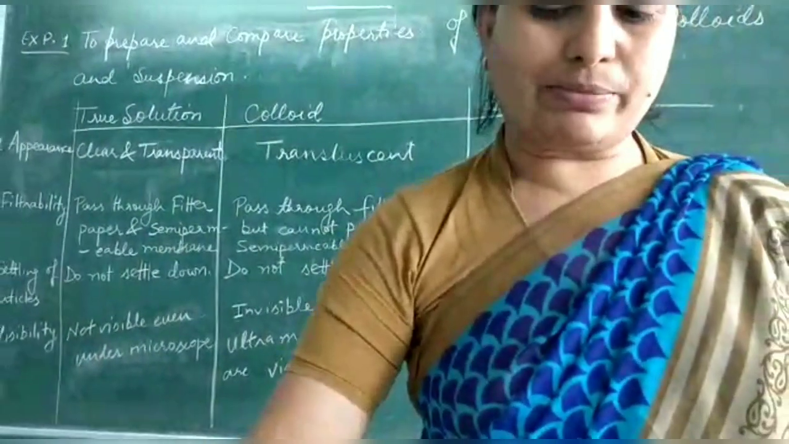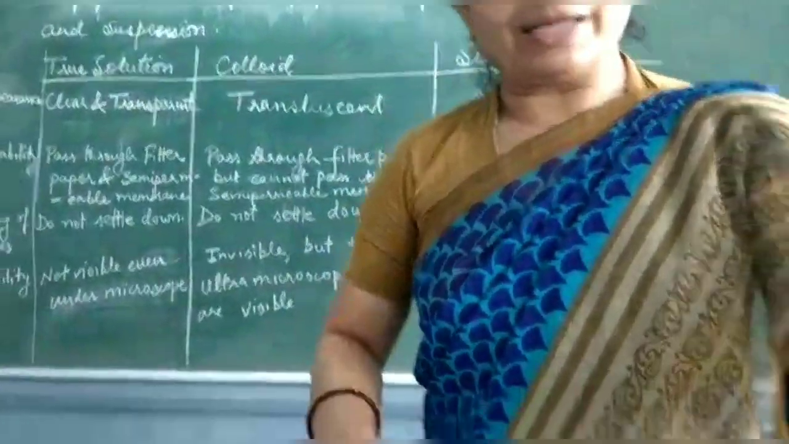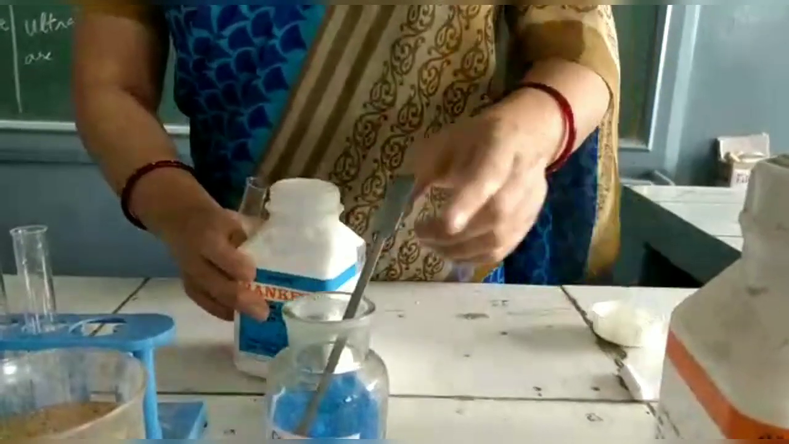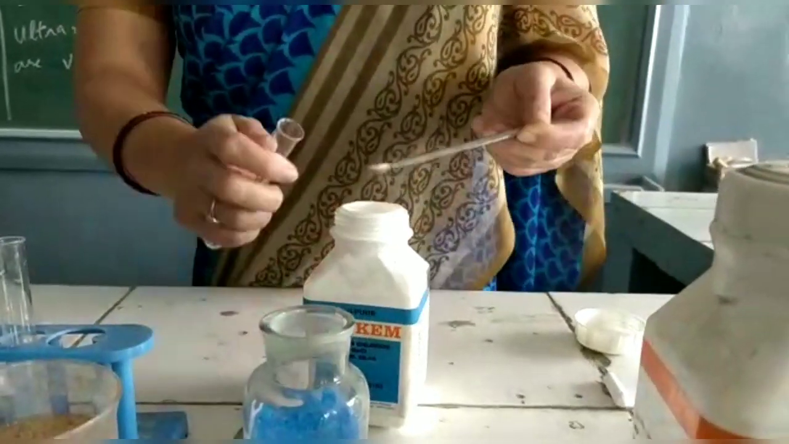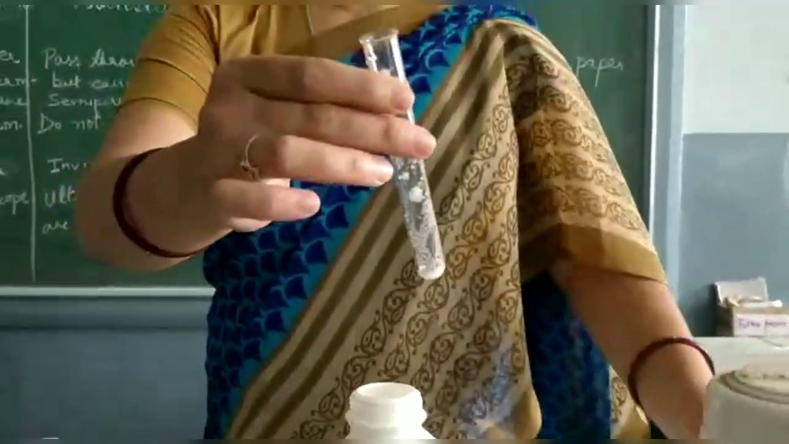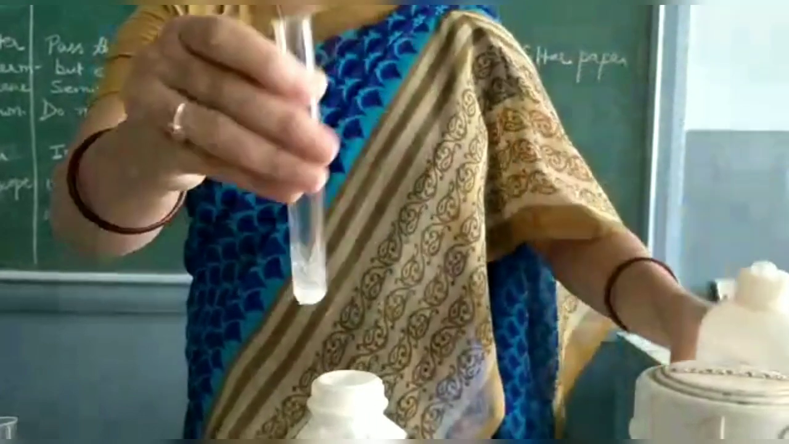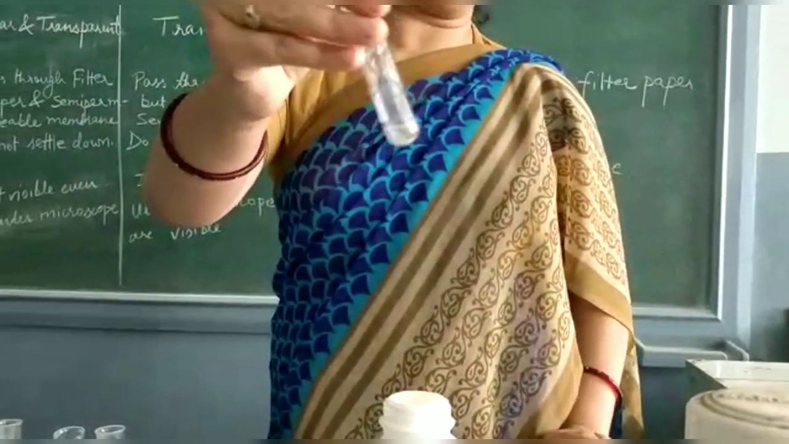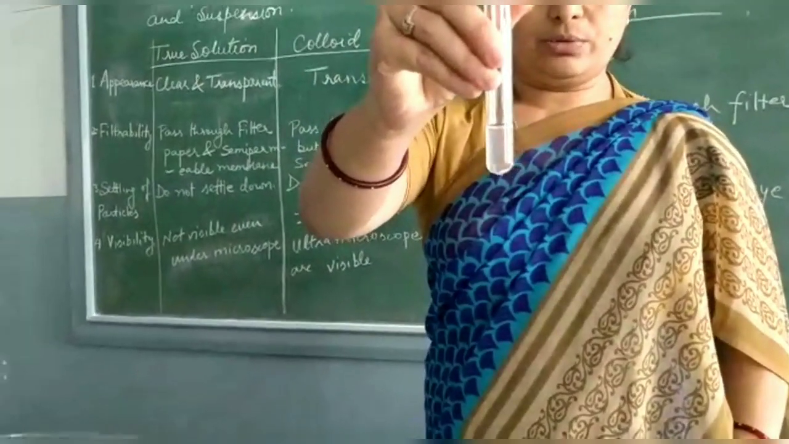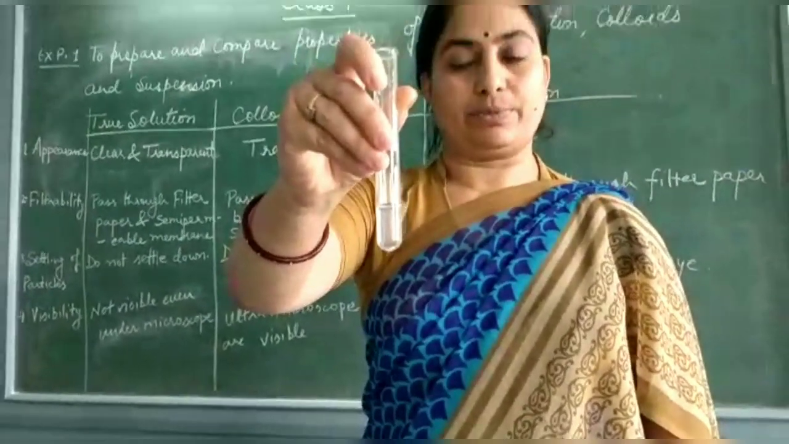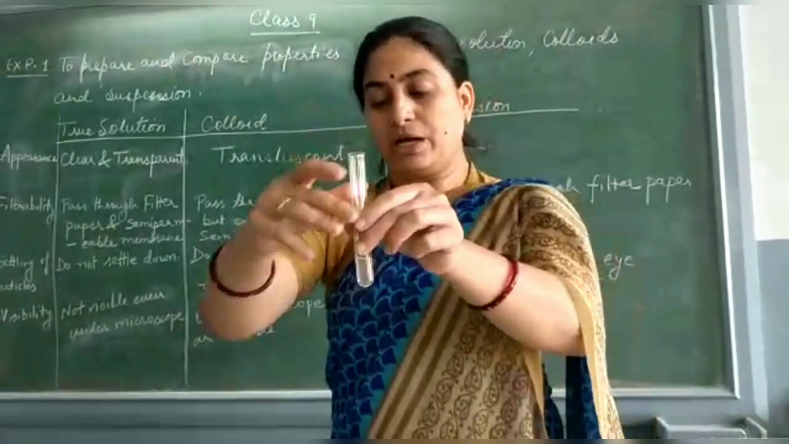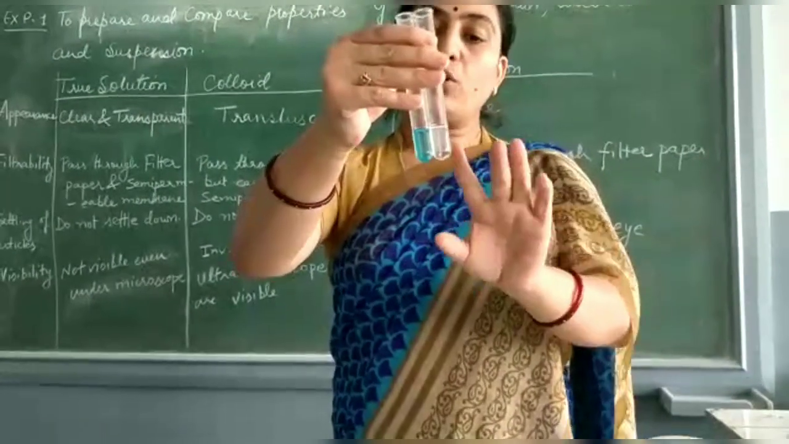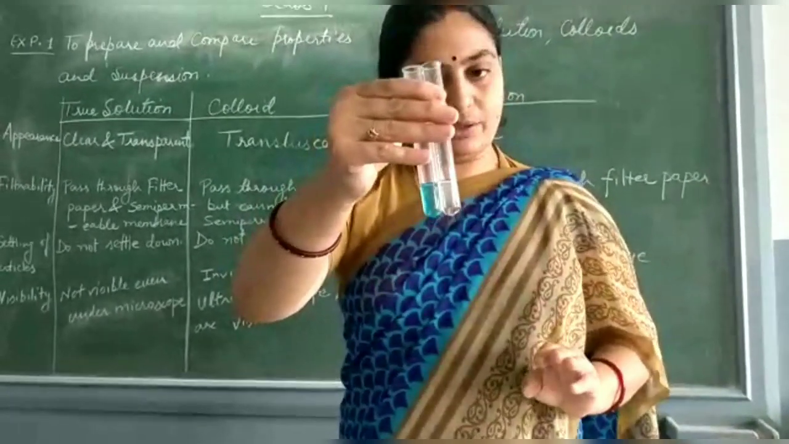I'll show you one more example of a true solution, which is white, like NaCl, sodium chloride. This is the common salt that we use in our cooking also. I'm taking a small amount of this salt, adding some water to it, and again mixing it well. It gets dissolved so readily. We find that it is a true solution which is clear and transparent. So I have prepared two true solutions. One is colorless and the other is colored, but both are clear and transparent.